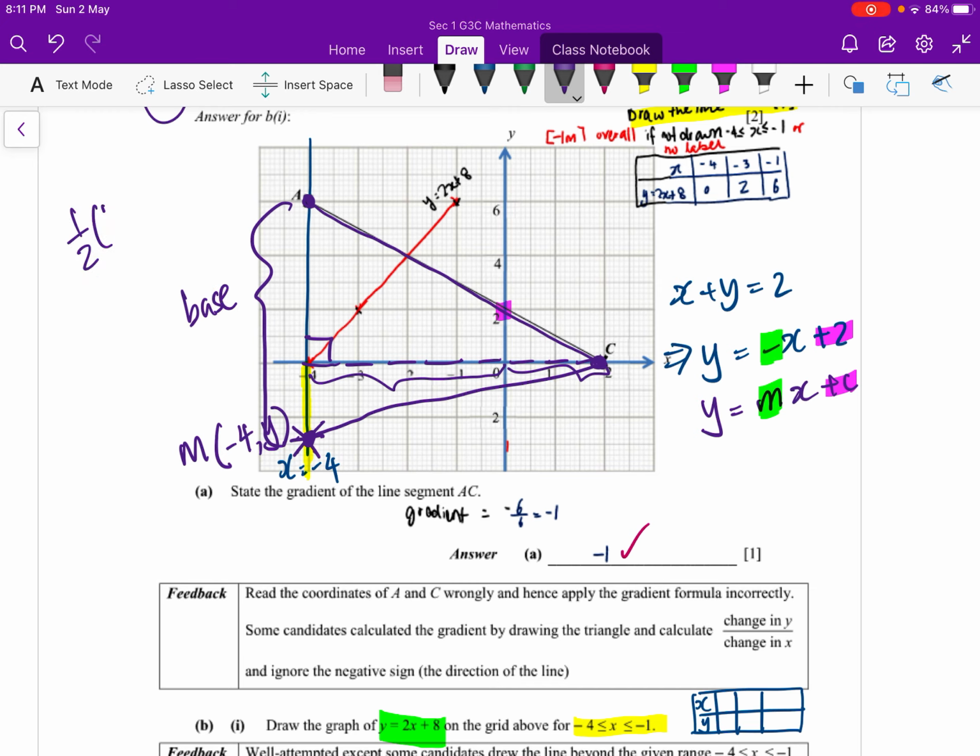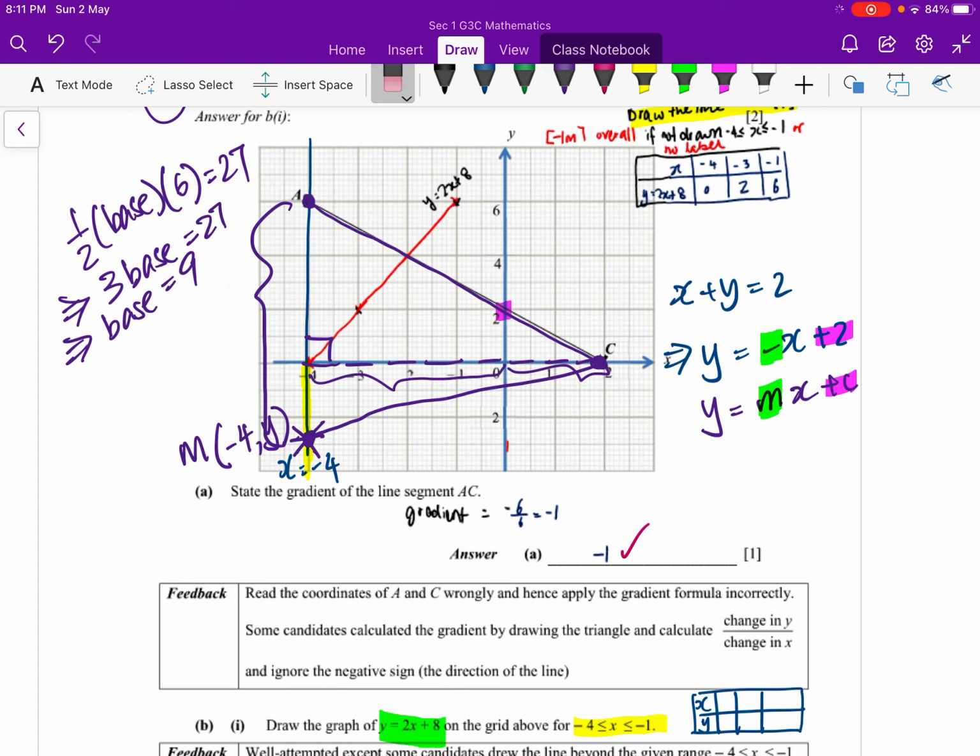Half times the base times the perpendicular height, which we calculated to be 6, gives us 27 units. So using our algebra, we know that 6 divided by 2, we get 3 base equals 27, which means that the length of the base equals 9 units. So let's do a replacement over here. We have 9 units.